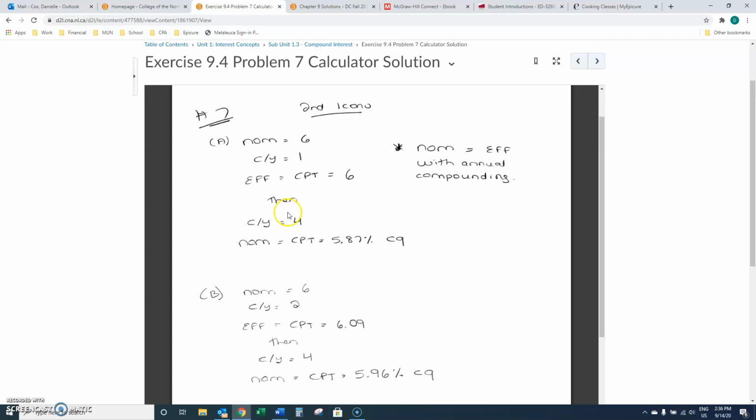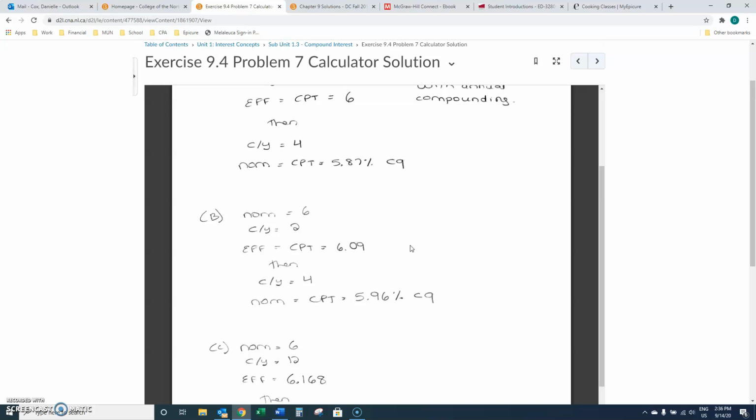So now we have the equivalent effective rate, and then we use that effective rate, and we go back and put in the compoundings per year as 4 because we're asked what quarterly compounded rate is equivalent. When we change the compounding to 4, then we go back to nominal and hit compute because we're computing the nominal rate. And we get 5.87% compounded quarterly.